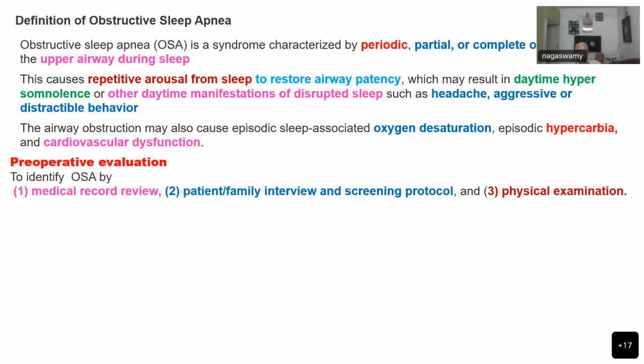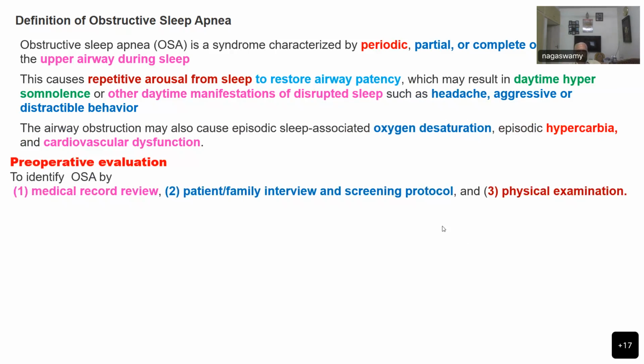So first you do history taking. For want of time to discuss it fast, I have not included history taking here. So you always include history taking, and then pre-op evaluation, you have to go through the medical record review, patient family questioning, and physical examination. This is the thing that you have to remember.